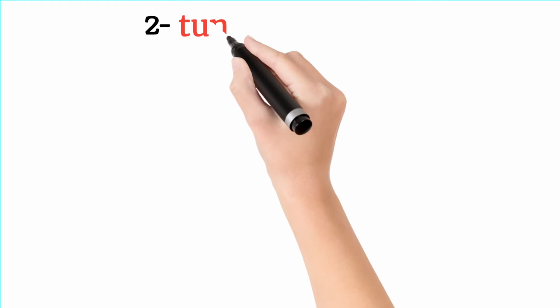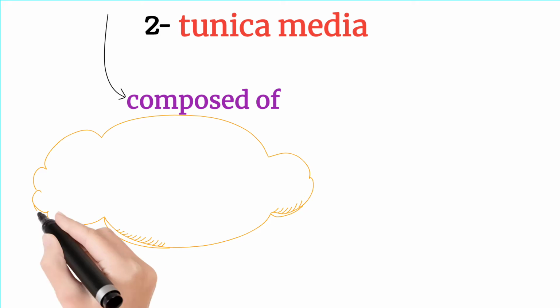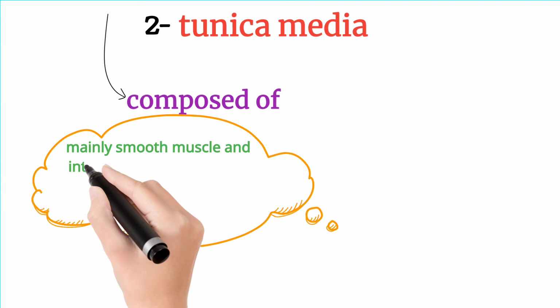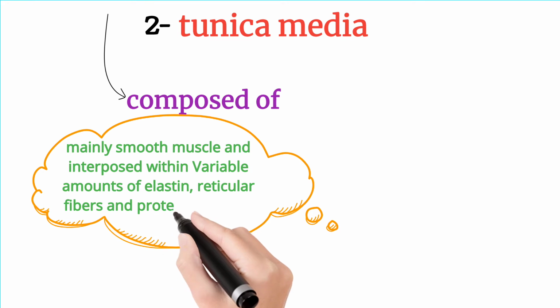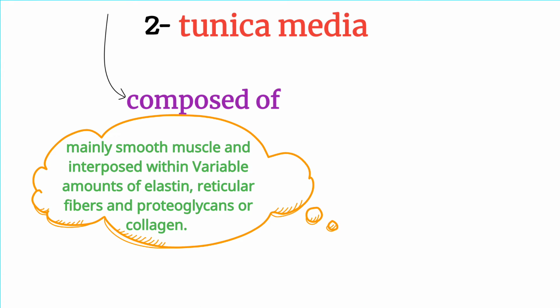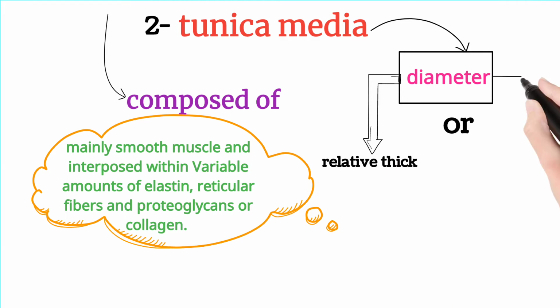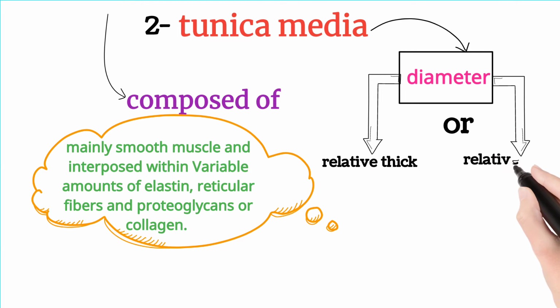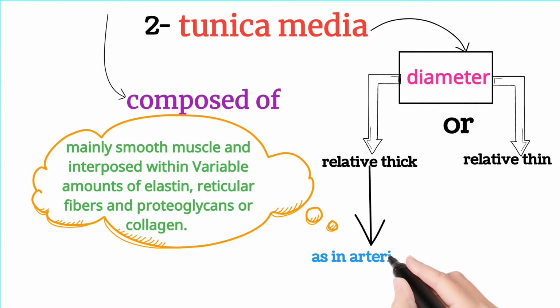Number 2. Tunica media, composed mainly of smooth muscle and interposed within variable amounts of elastin, reticular fibers, and proteoglycans or collagen. According to diameter, it may be relatively thick or relatively thin, as in arteries or as in large veins.